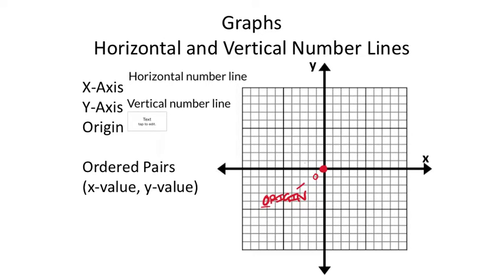The origin is where, well, do it like this. It's 0 on the X number line and 0 on the Y number line. Okay?